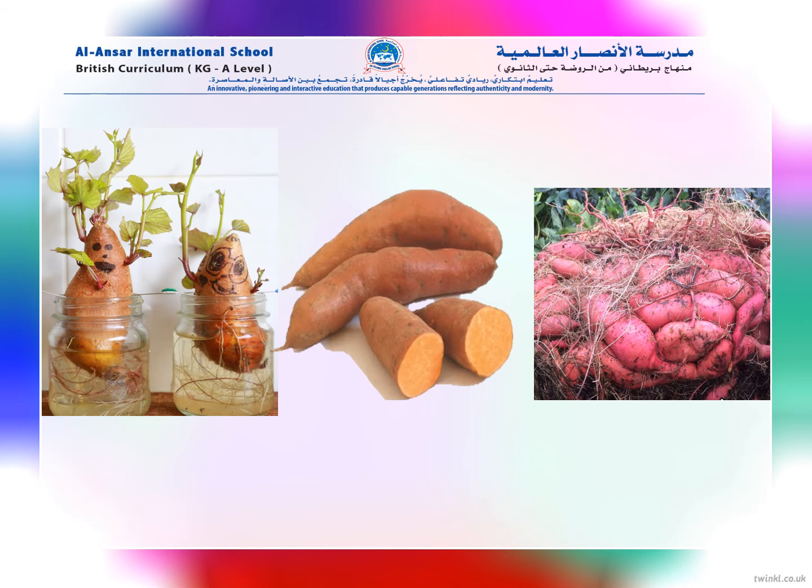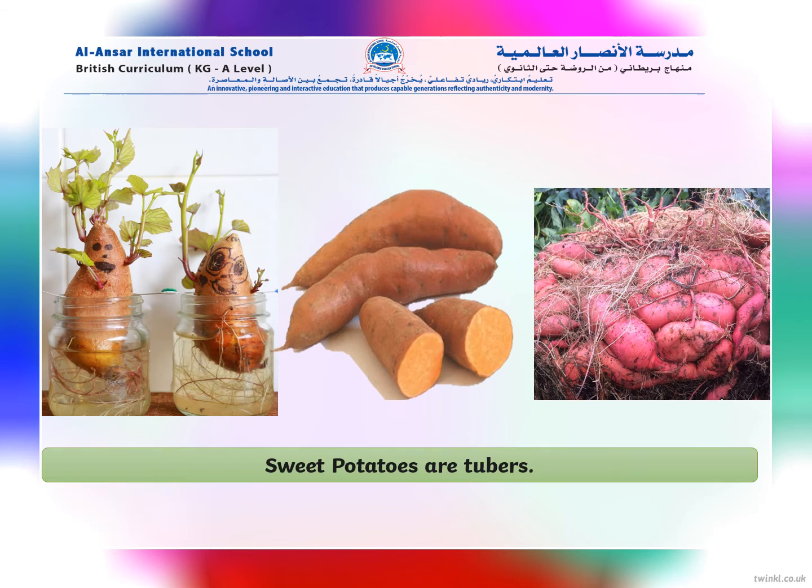Look at the pictures here. We have pictures of sweet potato. Sweet potatoes grow from tubers. Actually, they are tubers, yes. They do not grow from tubers. They are themselves a tuber, yes. Sweet potatoes are the roots. In easy words, they are the roots that we eat. So they grow down in the ground.